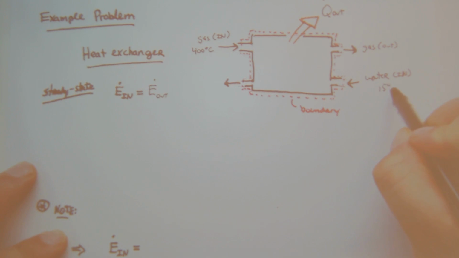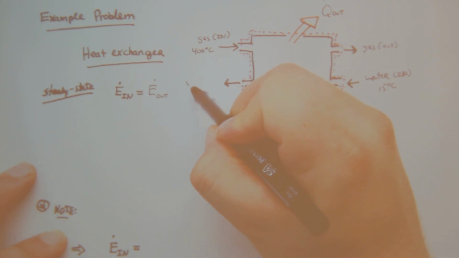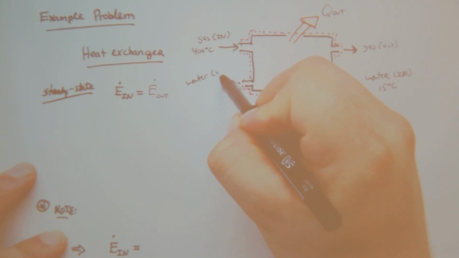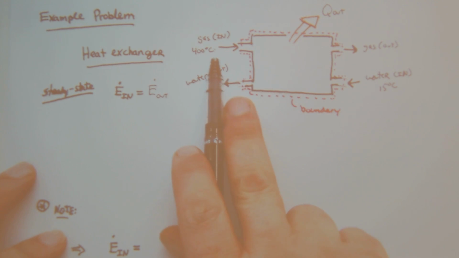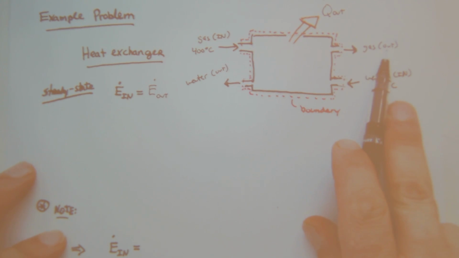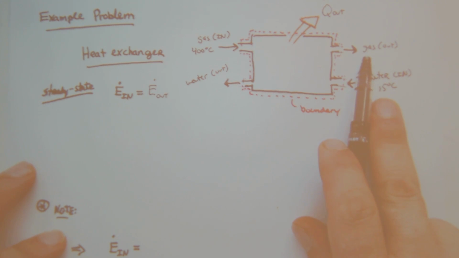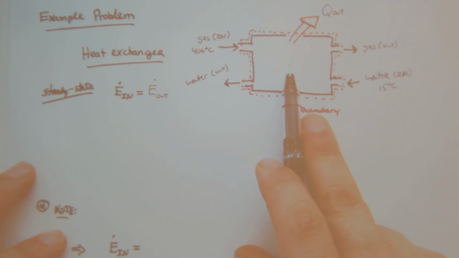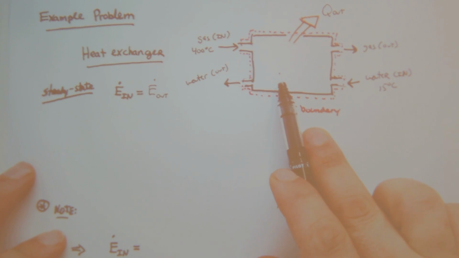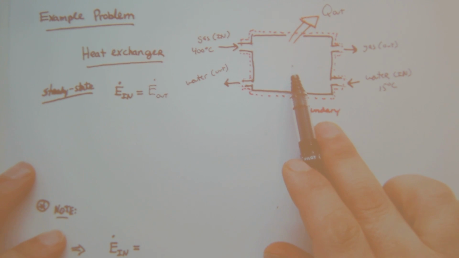And let's say it comes in at 15 degrees C and we get water out. So we're going to have hot gas coming in and cooler gas out, and we're going to use water to cool the gas. So in here we have heat exchange between the gas and water, but we don't necessarily have to be that concerned with it. So we just drew a box around all this and then we defined our system. All we care about is the average energy within.